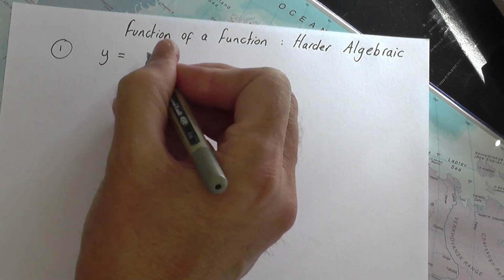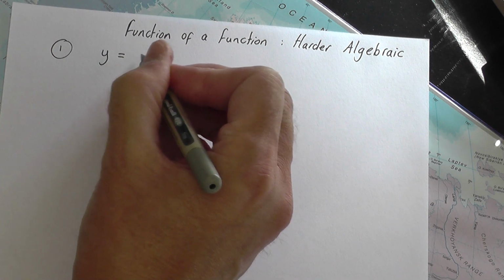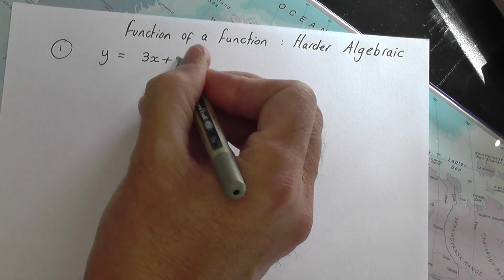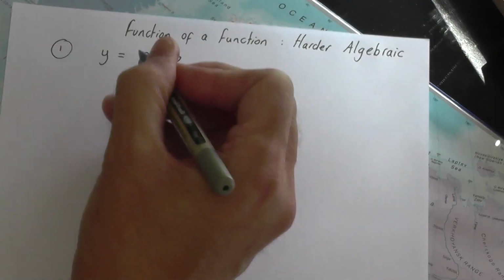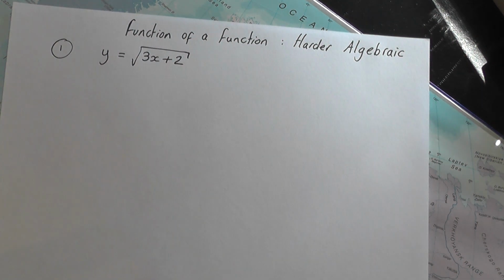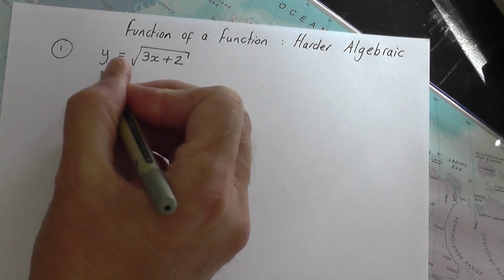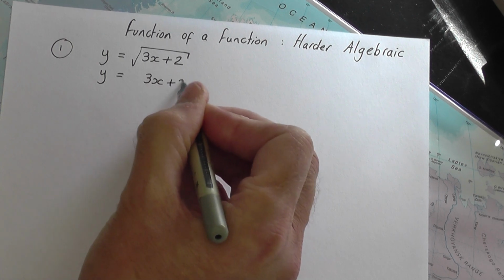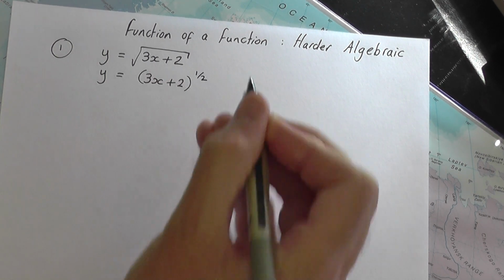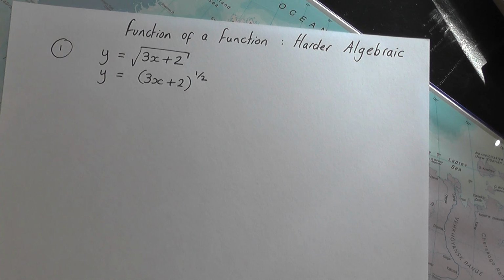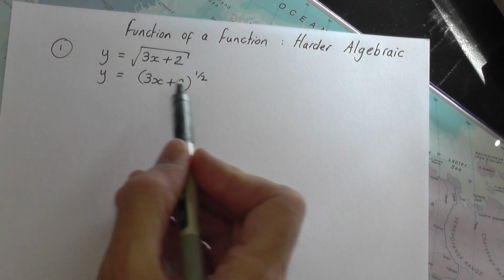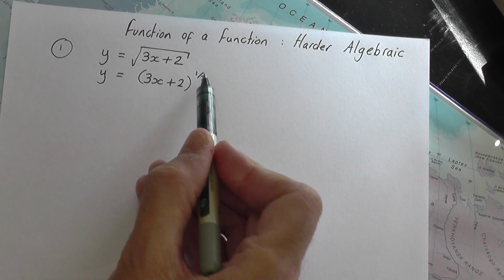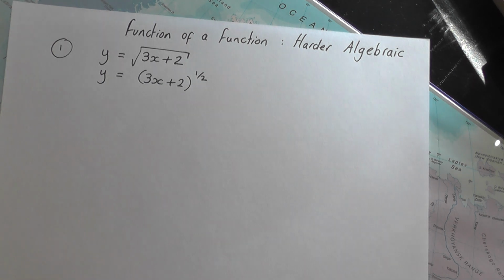Number one, let's say we've got a curve y equals the square root of 3x plus 2, and you've got to differentiate that. What you've got to realise for this particular example is that you first of all need to rewrite that as 3x plus 2 in a bracket to a power half, and that's the key to this question. Once you've done it like that, you've got a function of x, 3x plus 2, raised to a power of half, so it's function of a function.